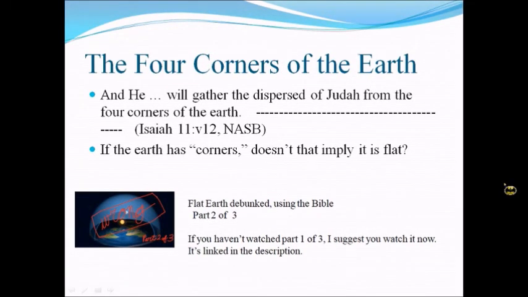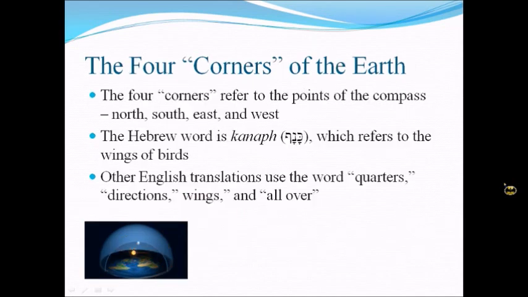Okay, we're starting on slide 36, the four corners of the earth. "And he will gather the dispersed of Judah from the four corners of the earth." Isaiah 11, verse 12, NASB. If the earth has corners, doesn't that imply that it is flat? We shall see. Next slide.